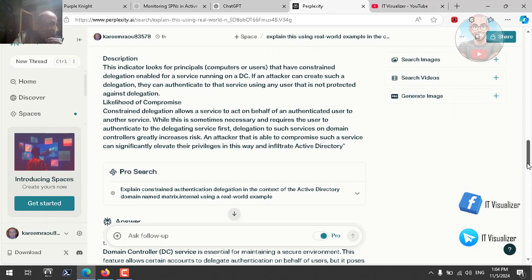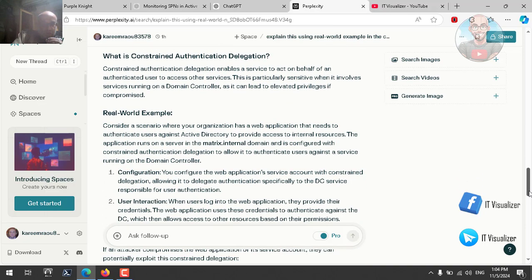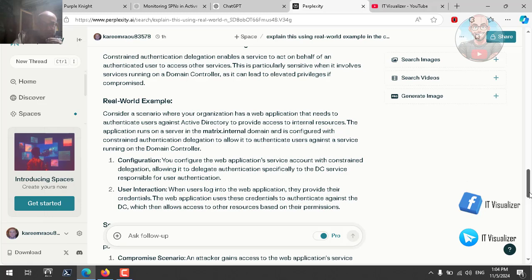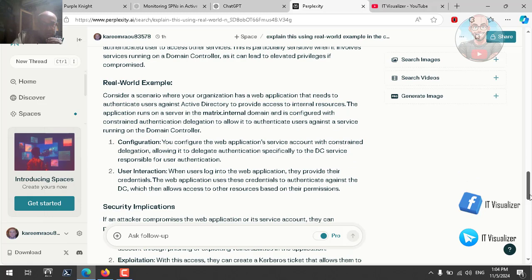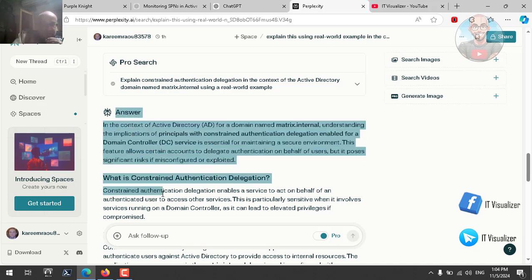We need a real world example. So let's see how this can be done. Okay, so let's read the answer and see what this means exactly.